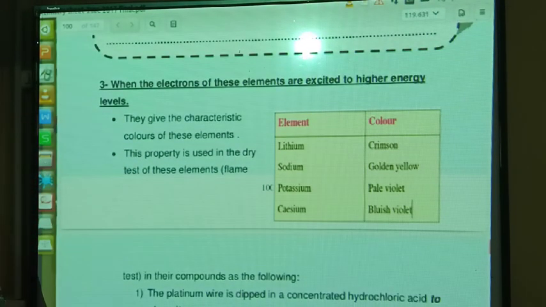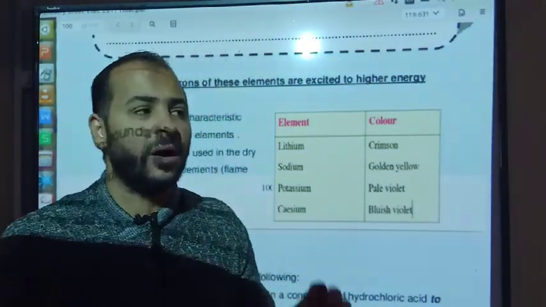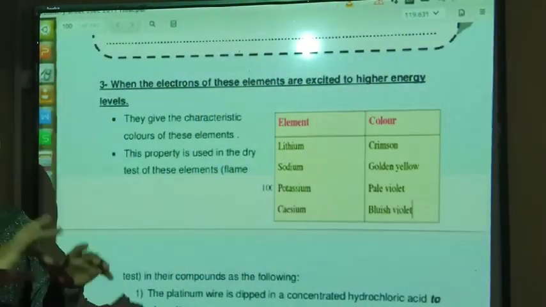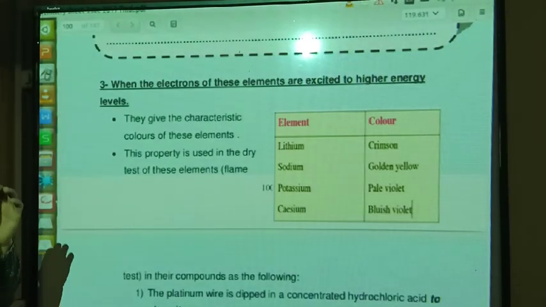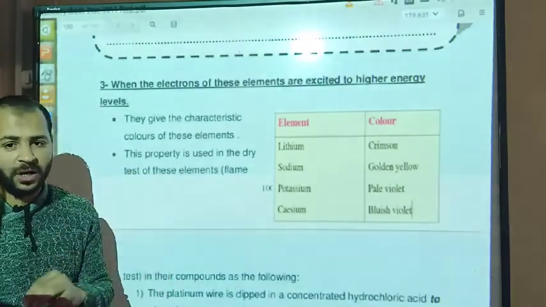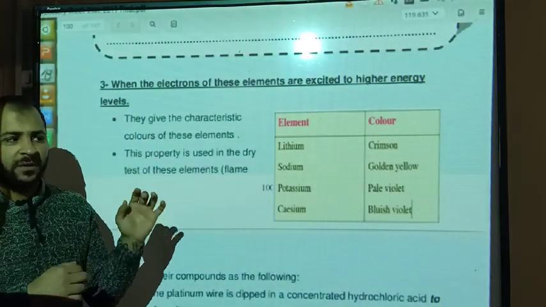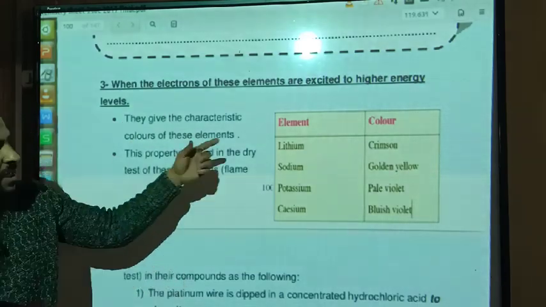Property number 3. When alkali metals are exposed to heat or heated strongly, they produce a specific light or color, which is called the flame test. How can we do the flame test? By bringing a platinum wire and dipping it in HCl. Why? To clean the wire. Then dip the wire inside the salt.